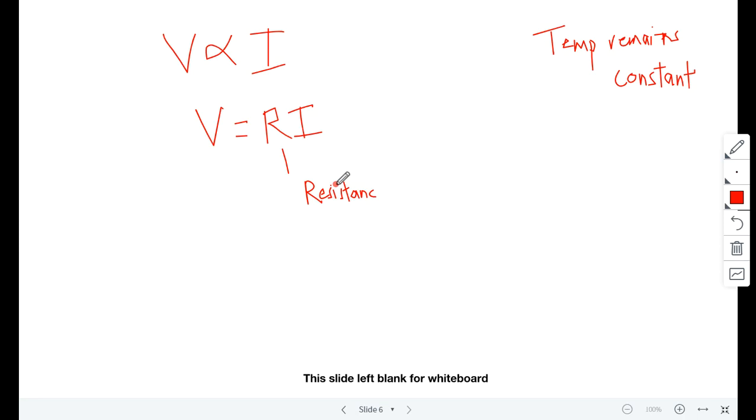Now, if we are writing that law in mathematical form, it's V is directly proportional to I. Okay, so this is just the form which you write it in, like an equation. And does it matter what order it's in, like R and I or I and R? It doesn't matter if you're writing V equals IR or V equals RI, it's the same.